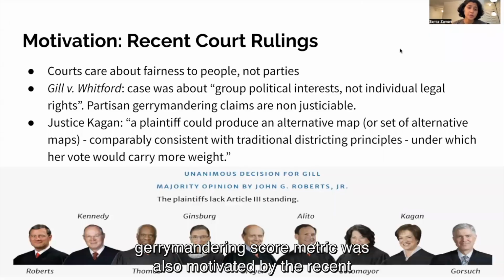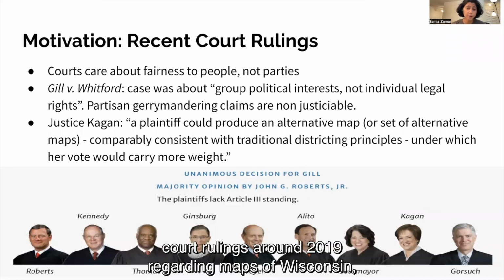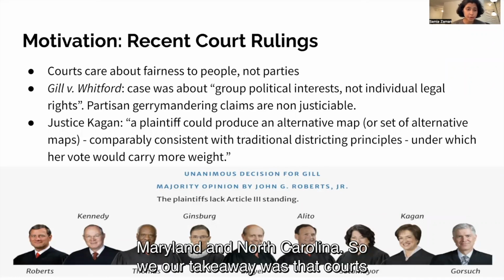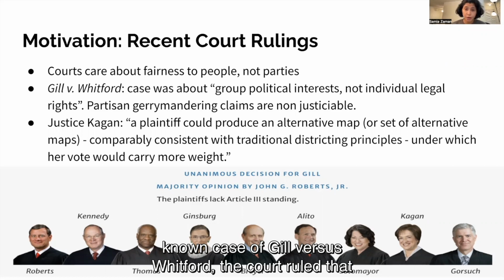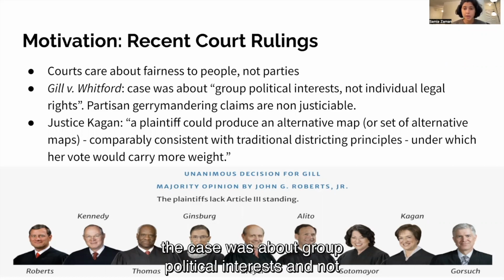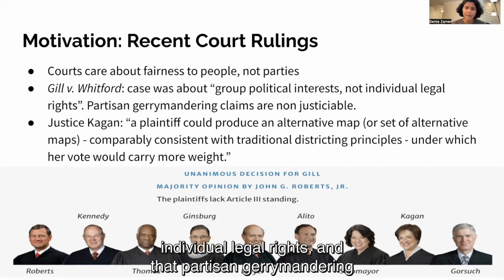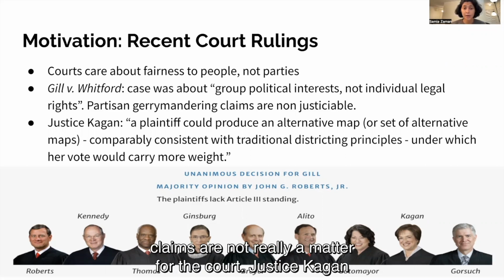Our gerrymandering score metric was also motivated by the recent court rulings around 2019 regarding maps of Wisconsin, Maryland, and North Carolina. Our takeaway was that courts care about fairness to people and not parties. In the well-known case of Gill versus Whitford, the court ruled that the case was about group political interests and not individual legal rights, and that partisan gerrymandering claims are not really a matter for the court.